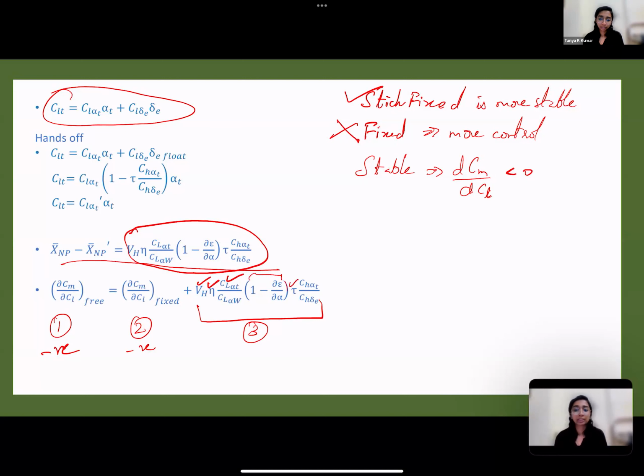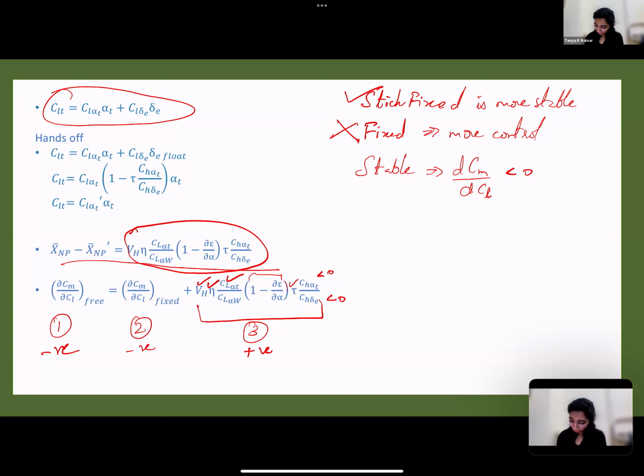Tau, control surface effectiveness parameter, positive. Yeah, so it was varying from 0.4 to 1. CH alpha tail, positive or negative? Negative. CH delta E, positive, negative? Negative. Right? So this entire third term, is it positive or negative? Positive.